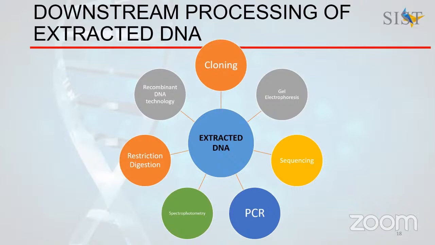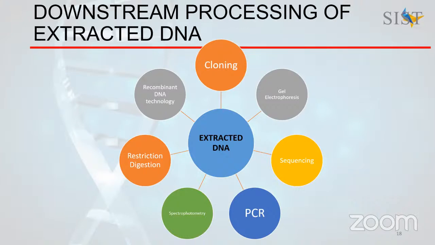So this extracted DNA can be used in restriction digestion, where it can be digested by specific restriction endonuclease enzymes to get specific DNA fragments, because restriction endonucleases cut or cleave the DNA at specific sites. So you will get the desired fragment of DNA at the end of restriction digestion. And you can even use it for PCR, where you will amplify the extracted DNA into multiple copies, and you can further use the amplified copies for further analysis.